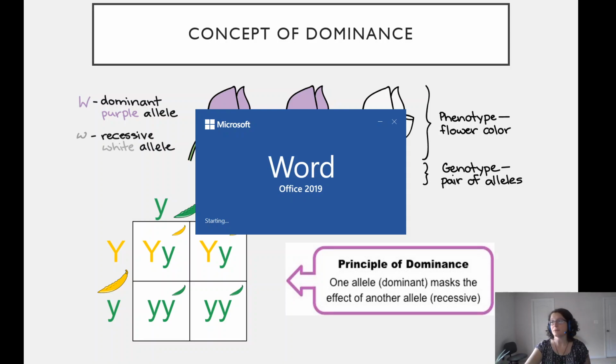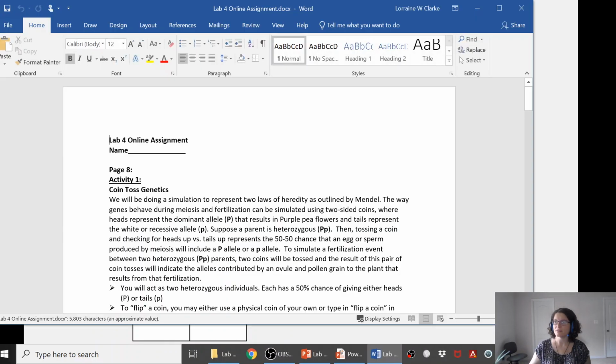This is the simple dominance ones. We'll work on the incomplete dominance and the codominance in a separate one. Okay. So here's what your Lab 4 online assignment looks like.